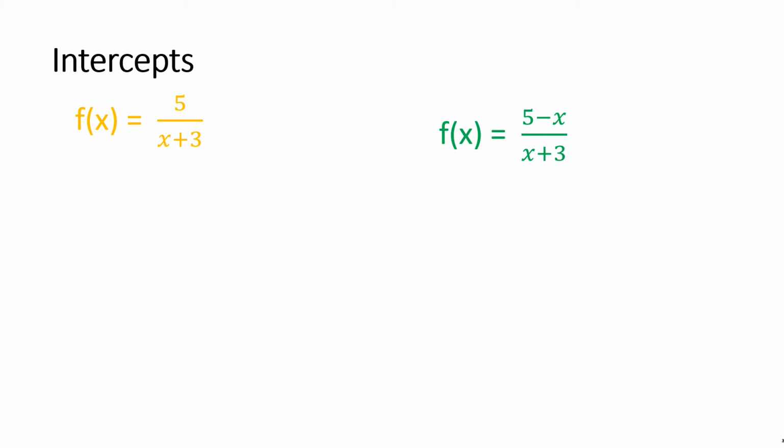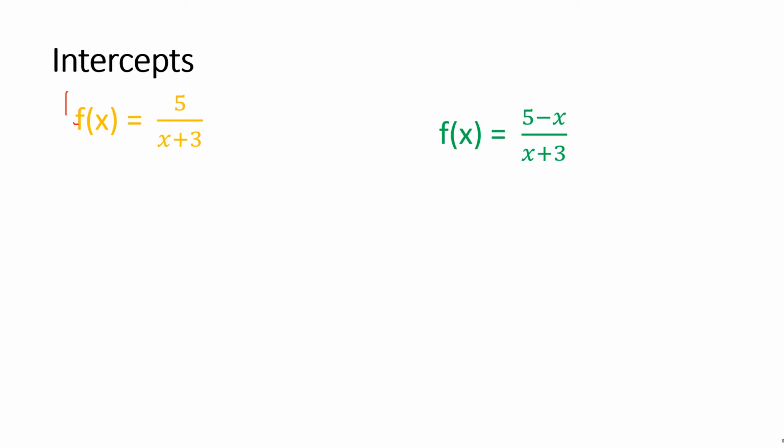Okay, let's start first with the intercepts. When we say intercepts, that is the points of intersection of the graph to the axis. So when we talk about x-intercept, that is the intersection of the graph to the x-axis. And when we have the y-intercept, that is the point of intersection of the graph to the y-axis.